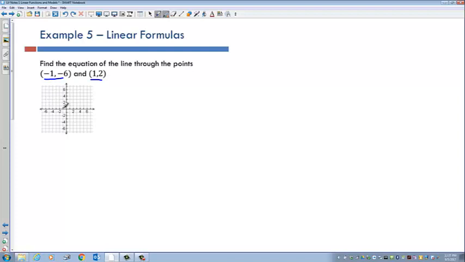So first let's just plot the points, because I think sometimes this is helpful. Here's the point right down here, (-1, -6). And then the point (1, 2) is right here. So you go over 1, you go up 2. So here's the point (1, 2). This is a step that students often skip, and you can skip this step. It's not a huge deal.